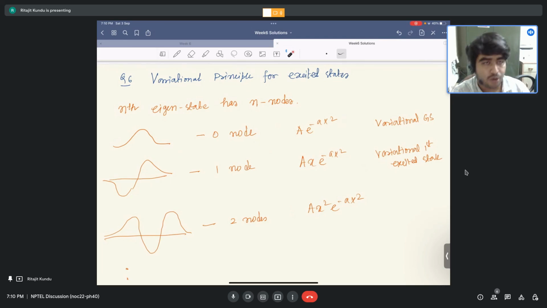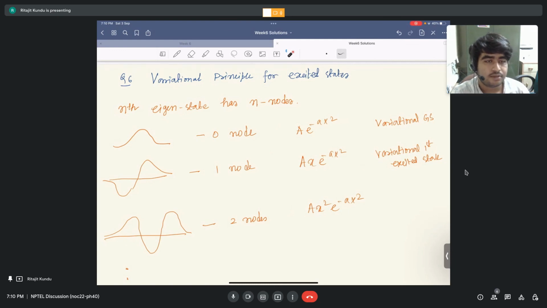Now, if you want to make it orthogonal, you can do Gram-Schmidt orthogonalization. But you will have to find all of the states you can have, and you have to Gram-Schmidt all of them. That is too much work, and we do not want to do that. So with this, we just want to estimate what the energies are.